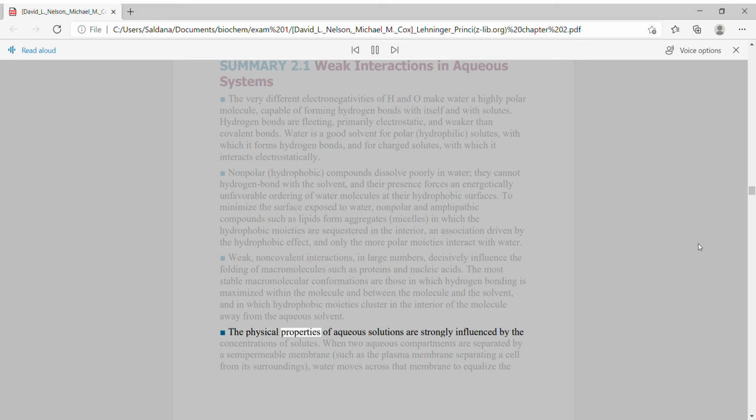The physical properties of aqueous solutions are strongly influenced by the concentrations of solutes. When two aqueous compartments are separated by a semi-permeable membrane, such as the plasma membrane separating a cell from its surroundings, water moves across that membrane to equalize the osmolarity in the two compartments. This tendency for water to move across a semi-permeable membrane produces the osmotic pressure.